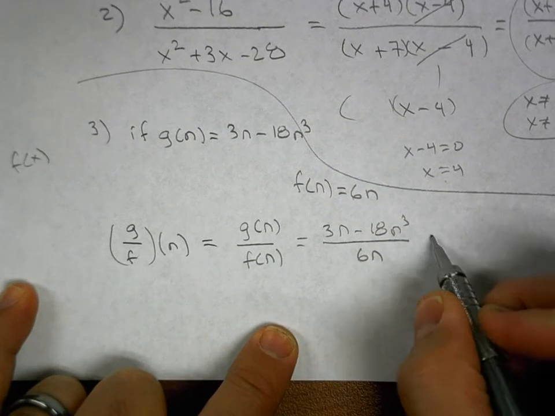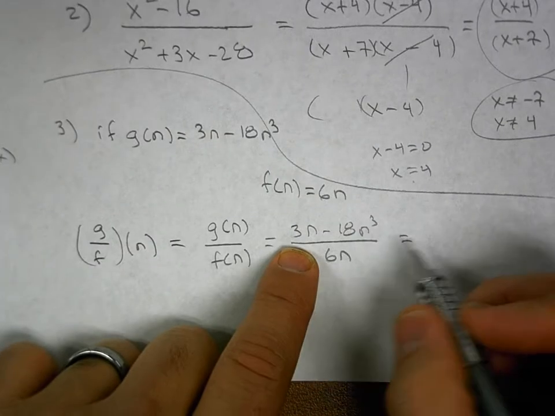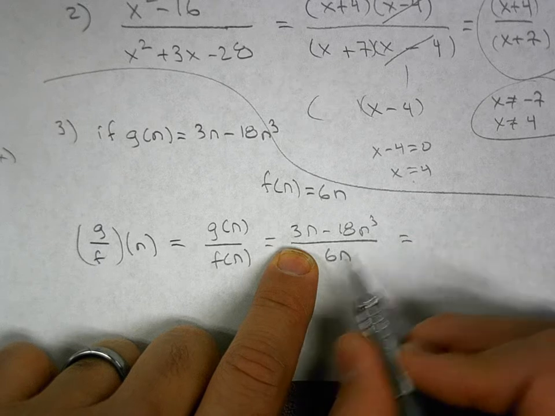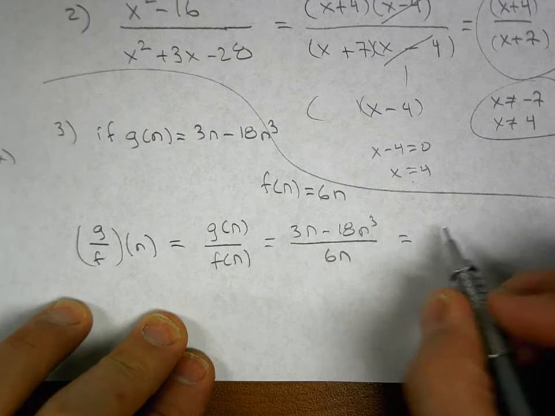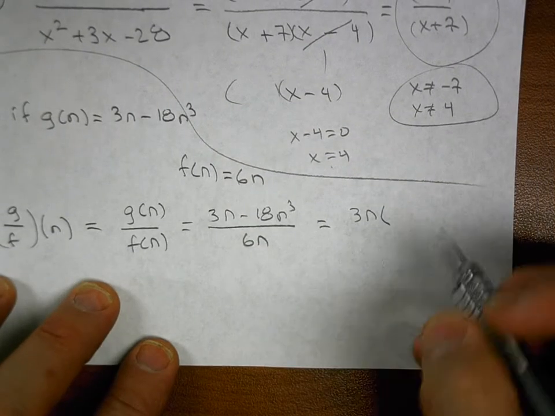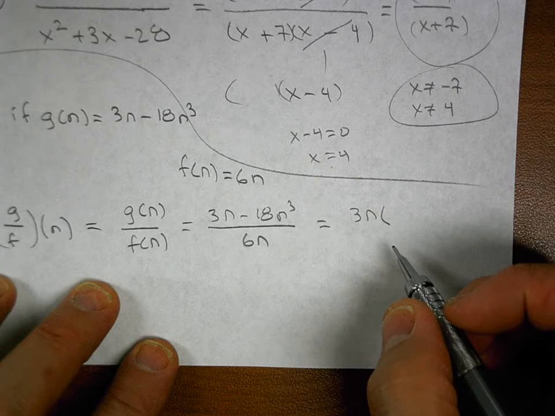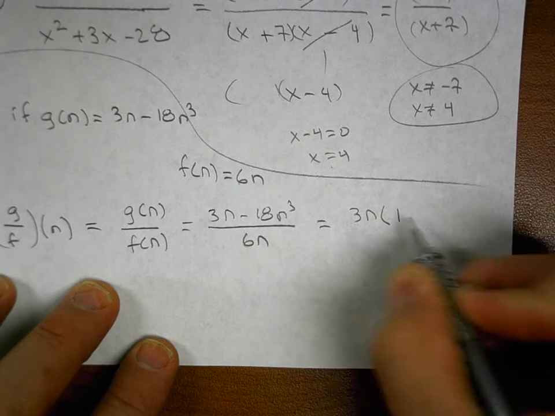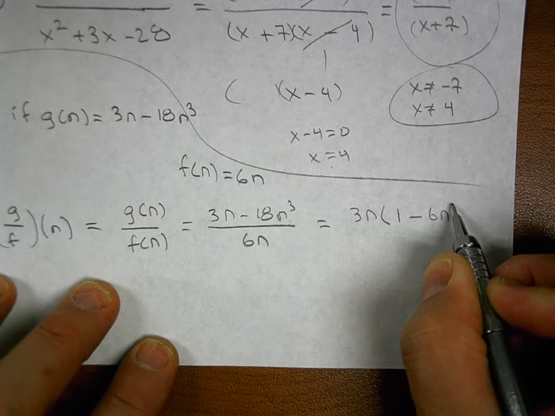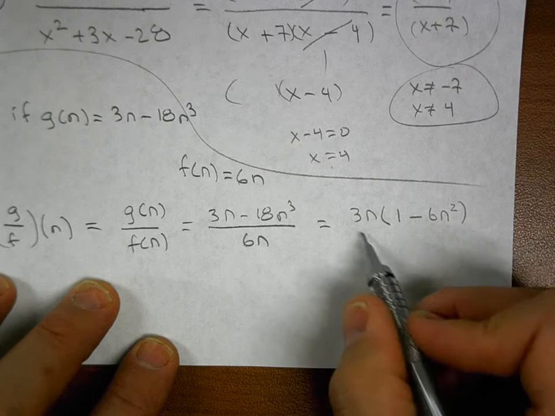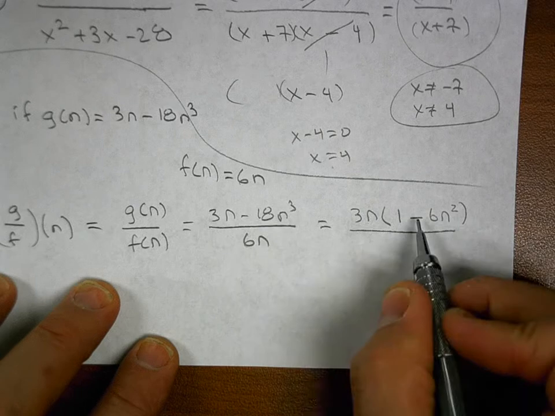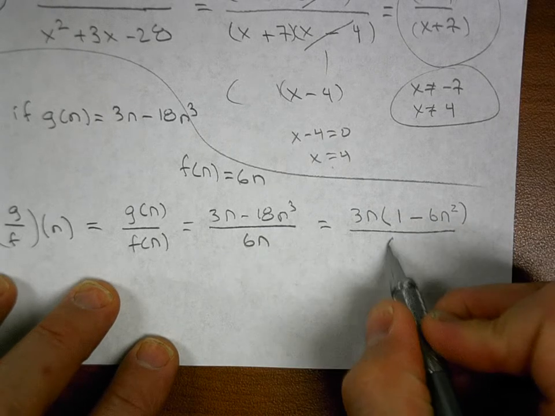Okay, we can factor. We can take a 3 out of the top. In fact, can we take a little bit more? Yeah, let's take out a 3n. 3n, right? GCF, greatest common factor. So let's take out a 3n. All right, what does that leave us with? We need a 1 there, right? Minus what? 6n squared. Good. Over 6n. You can always check. Distribute that back and make sure you get 3n times 1, so it's 3n minus 18n cubed.